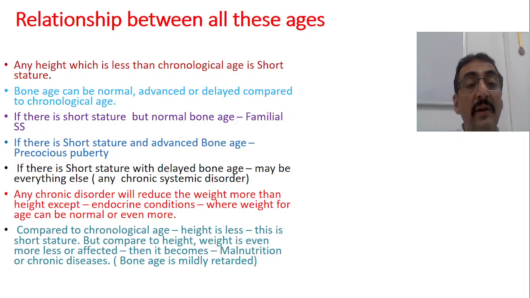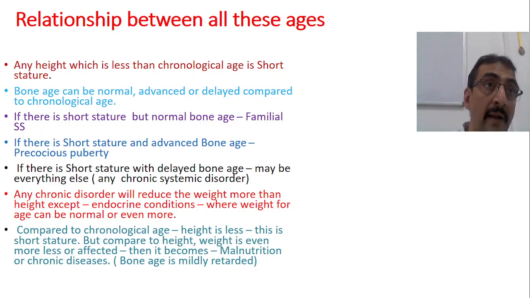So any chronic disorder will reduce the weight more than the height. Usually जब भी कोई भी chronic disorder होता है, height is not much affected, that is actually the weight is mostly affected. Height is also affected in chronic malnutrition and all, okay, it is also affected. Any chronic disorder will first reduce, दोनों कम हो जाता है, पहले कौन सा कम हो जाता है, any chronic disorder will first reduce the weight more than the height except few of the conditions. What is that? Endocrine conditions. Okay, now this is very important.